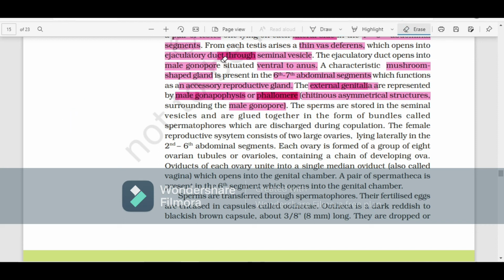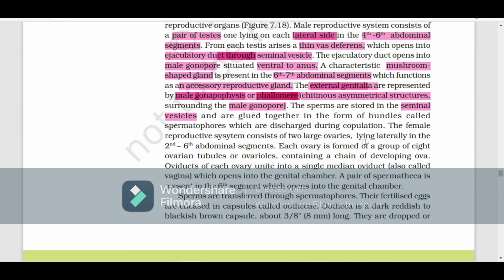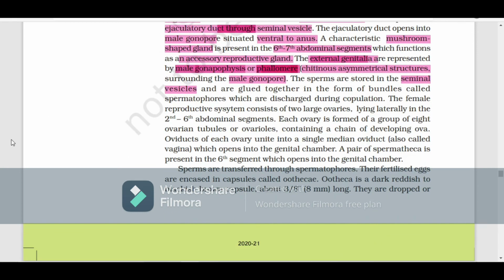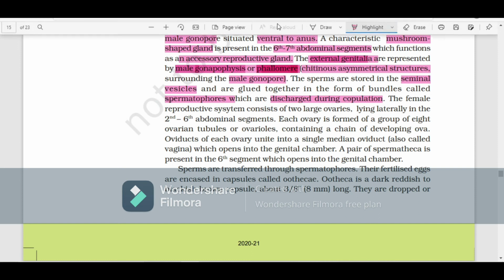Now, sperms are stored in the seminal vesicles. Remember that sperms are stored in the seminal vesicles in the male, and after copulation, the sperms will be stored in the spermatheca of the female. And these sperms are glued together to form bundles called spermatophores, which are discharged during copulation.